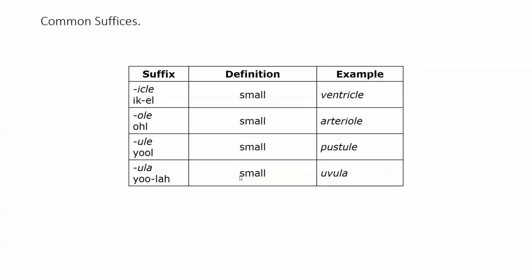These all mean to make the root smaller. So -icle means small, ventricle means a small chamber. -ole, as in arteriole, what I just mentioned, means a small artery. -ule, as in a pustule, means a small pus-filled cyst. And -ula also means small, as in uvula, which literally translates as a small grape. It's that little dangly thing in the back of your throat.